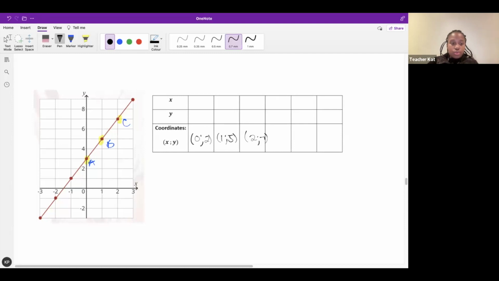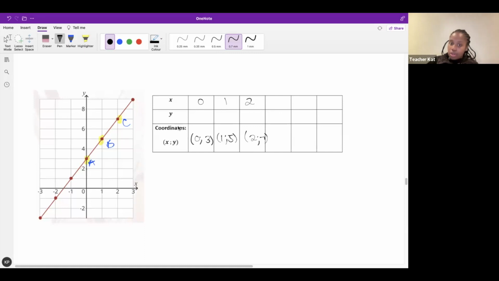0, 1, 2. This is not 2. The first point, guys, look carefully. It's 0 and 3. Oh, we almost got caught there, guys. So then my input for the first one, what is my x value for my first coordinate? 0. For the second one, 1, and the last one, 2. Are they in the correct order before I write my outputs? Yes, they are because they're increasing.